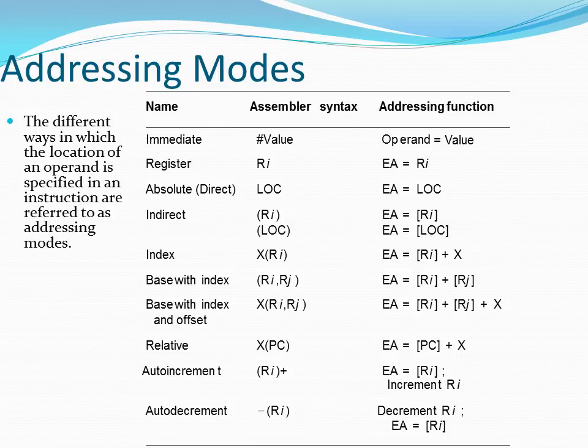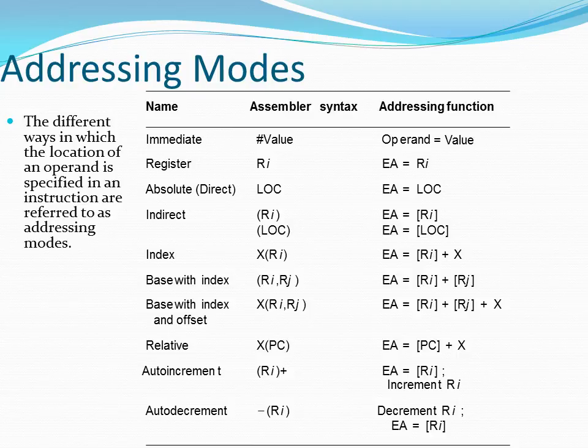So in the instruction we have the operand present, that is called immediate addressing mode. And here, register addressing mode. In the instruction we have the name of the register, so the effective address is the name of the register. What is the meaning of effective address? It means where the operand is present, that address is called effective address. So here the operand is present in the register, so the effective address is equal to RI.